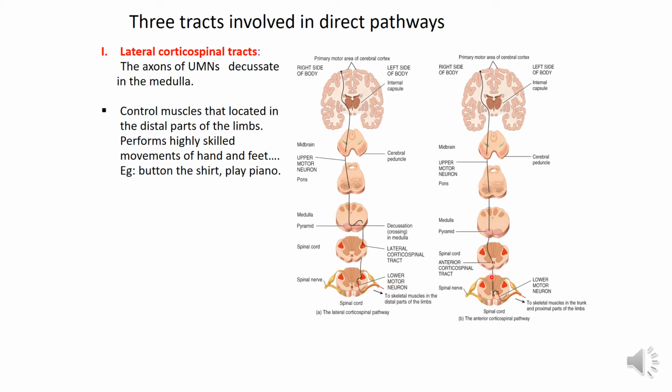Those are the muscles that produce skilled movement, while the medially situated anterior horn cells are supplying or controlling the axial muscles, or the proximal muscles of the trunk, like muscles of the back, muscles of the neck, muscles of the shoulders, muscles controlling the hip. So we have the lateral corticospinal tract.